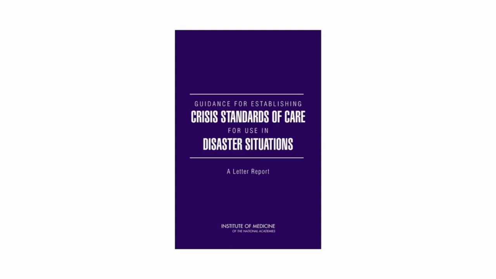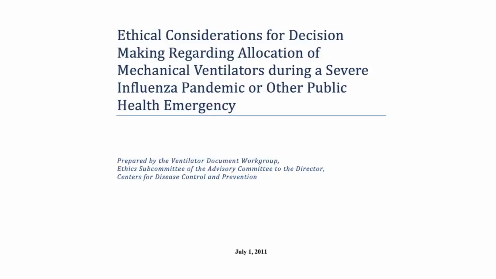So I've already referenced this. This is the 2009 Institute of Medicine Guidance for Establishing Crisis Standards of Care for Use in Disaster Situations, a letter report. It's really interesting, but again, 2009, we've made some strides, especially in that ethical sphere, that health equity side of practicing medicine. In 2011, the CDC put out a document called The Ethical Considerations for Decision-Making Regarding Allocation of Mechanical Ventilators During a Severe Influenza Pandemic or Other Public Health Emergency.